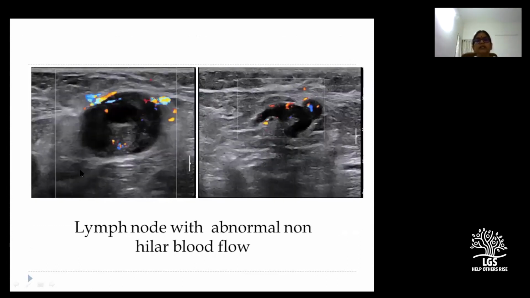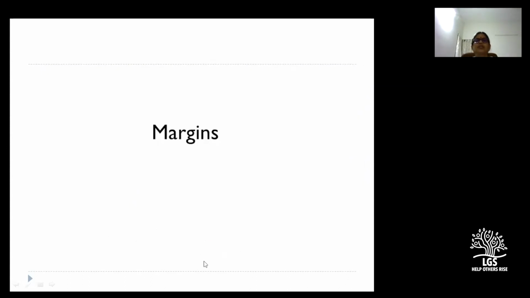And the vascularity. Normally, I said, the blood supply into the lymph node comes from the hilar region. Here, in the hilar region, there is some flow, but look, it's there in the capsule also, which means the growing metastatic cells make their own blood vessels, neoangiogenesis. And if you see peripheral blood flow in a node like that, that's usually metastatic.